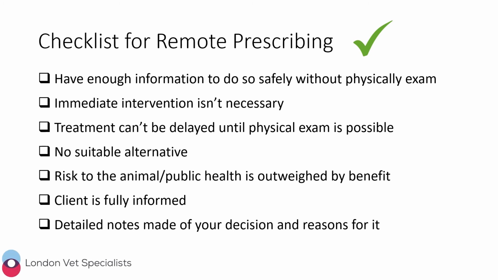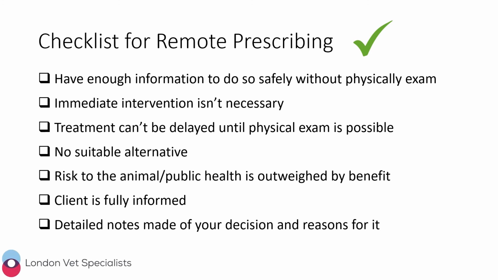Another big question is, based on that assessment, do I think an immediate intervention is necessary? In which case, sending a prescription to a pharmacy to then have the owner pick it up, get home and give that dog an oral medication, is that immediate enough for what that dog needs? Additionally, can that treatment be delayed until an actual physical exam is possible? Kind of falling back into the old definitions that the RCVS used to have, which is to have that physical exam in place before you start prescribing medications. And so if the answer to this question is no, I can't wait until I can do a physical exam, then that tells you right there that it makes sense to remotely prescribe that drug.